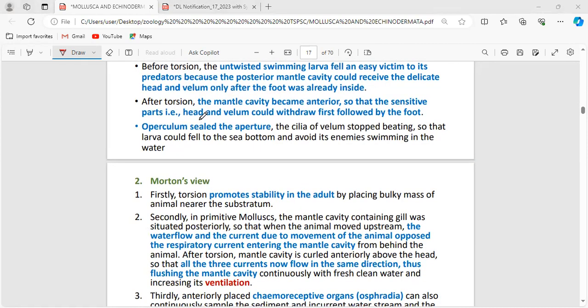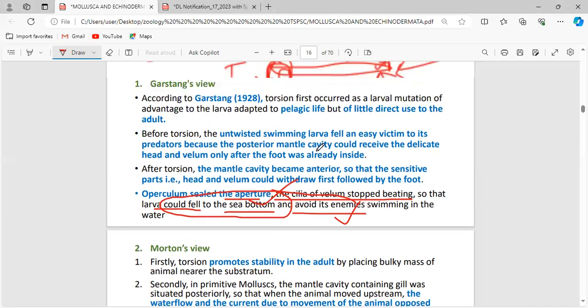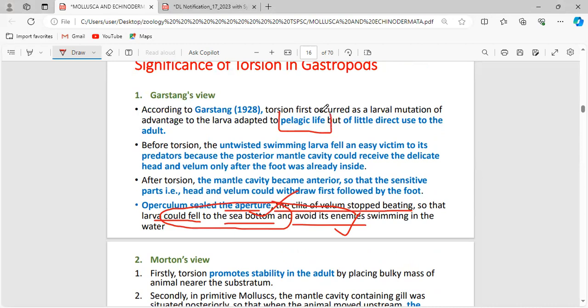Now, operculum. The operculum sealed the aperture. The cilia of the velum stopped beating so that the larva could fall to the sea bottom and avoid its enemy. That is said to be pelagic life, where the animal prefers to live at the depth of the ocean to avoid its enemies.